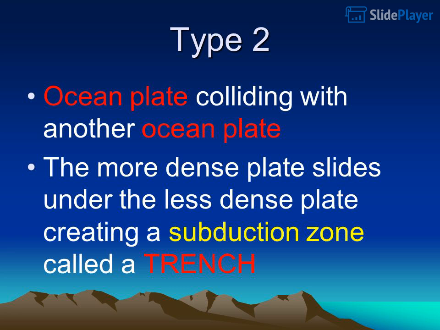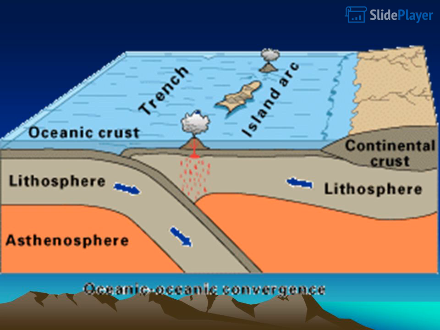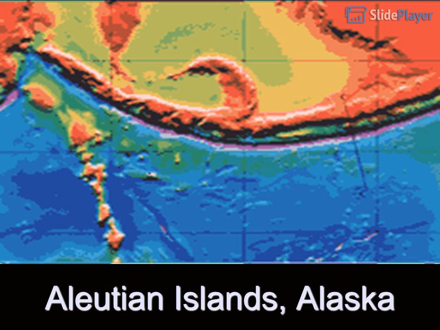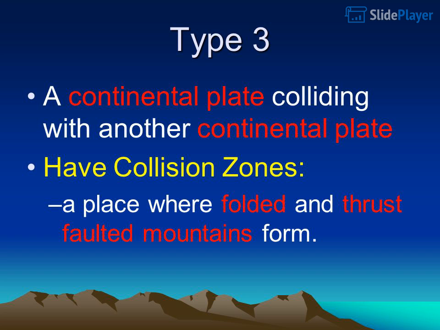Type 2, an ocean plate colliding with another ocean plate. The more dense plate slides under the less dense plate, creating a subduction zone called a trench. Example: Aleutian Islands, Alaska. Type 3, a continental plate colliding with another continental plate. These have collision zones, places where folded and thrust-faulted mountains form.